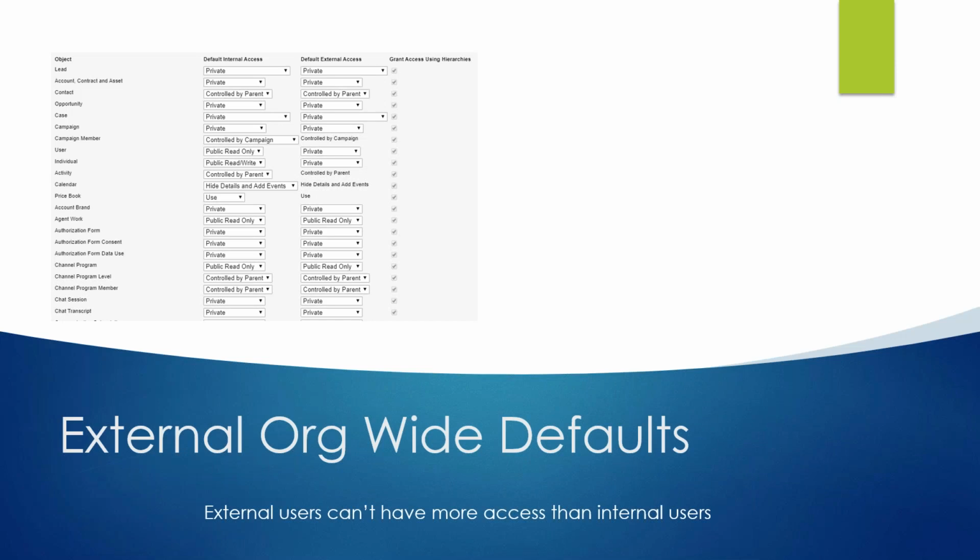Another one, the external org-wide defaults. You might be wondering, in the sharing settings, you see that there's a default external access. What is it for? That's for the community. One important aspect of this: always make sure that external users can't have more access than internal users. That's very, very important. It means the internal user must have access greater than or equal to that of the external users, just to safeguard your communities. So before you start or create any community, make sure that your default external access is controlled very sharply.